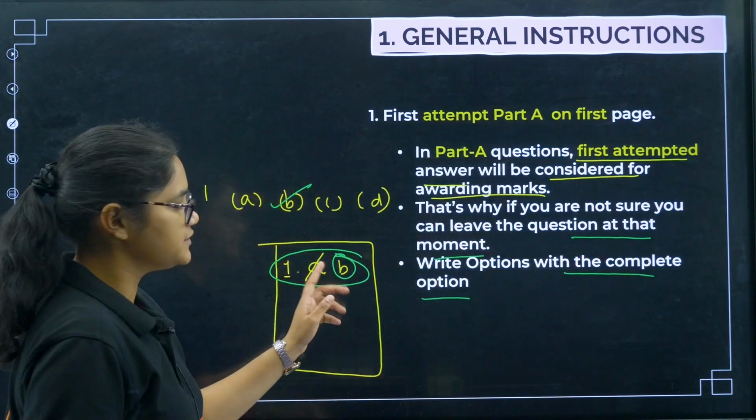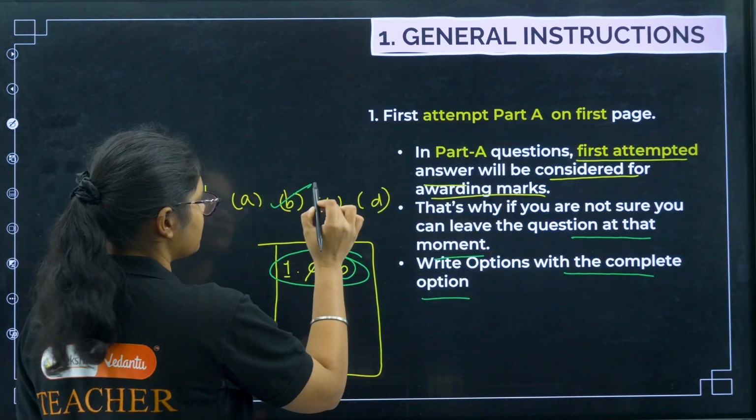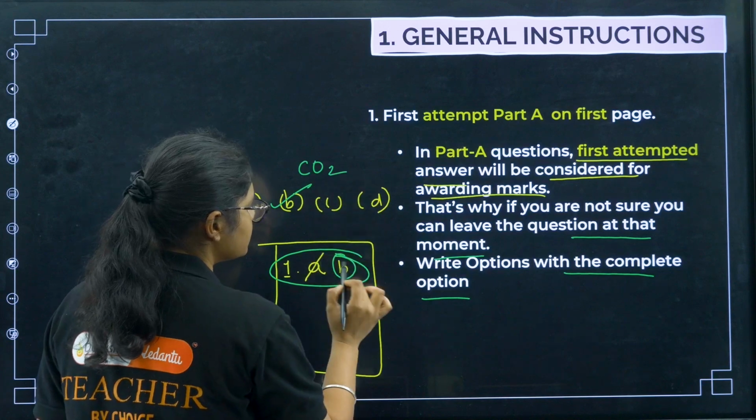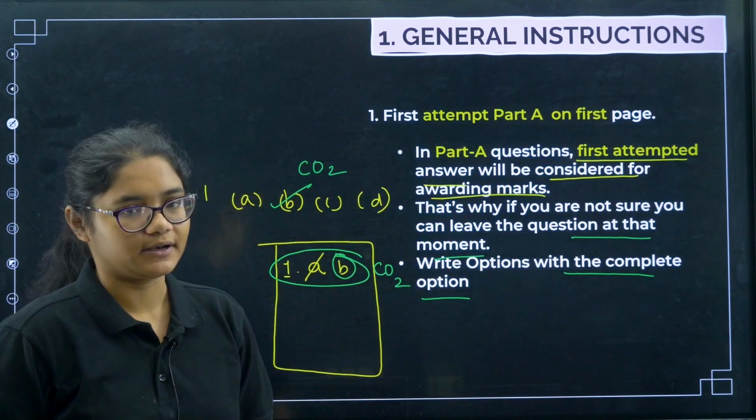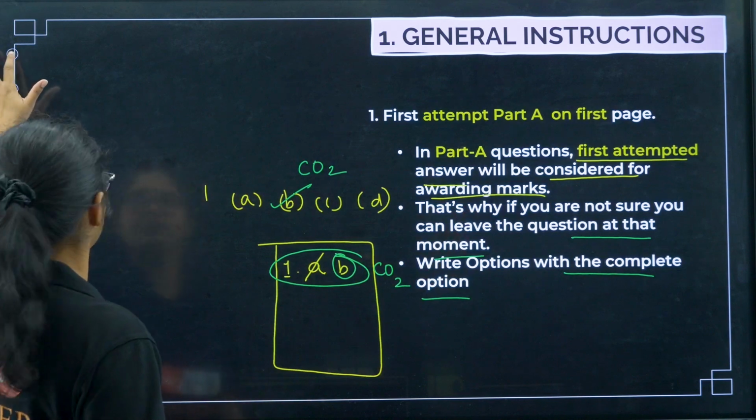Next, write options with the complete option. So you should not mention just B. For example, if the answer of B is CO2, then you should write B and then CO2. Complete answers should be written. Okay, this is something that you should follow for part A.